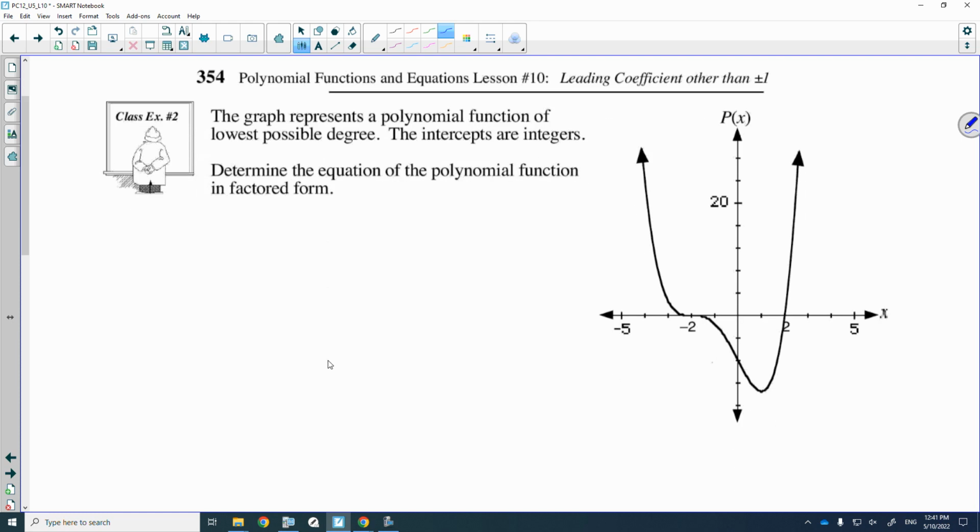Okay, let's do this guy. So p of x is equal to, always put your a value in. Okay, so always make sure that a value is in there. Then we'll get our factors. We know that there's a 0 at x is equal to negative 2. So that means the factor has to be x plus 2.